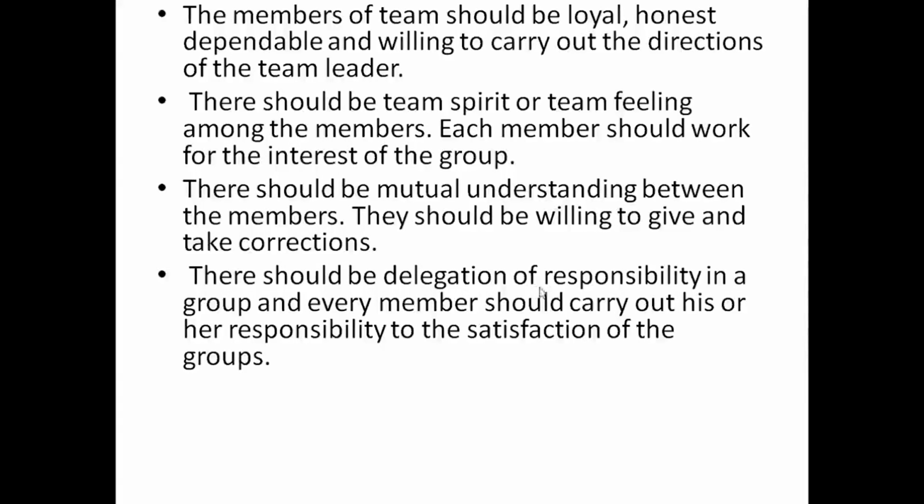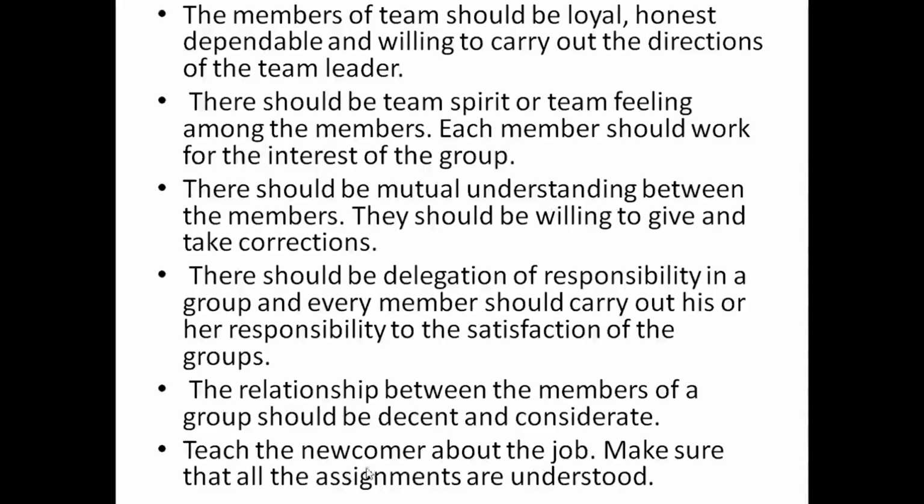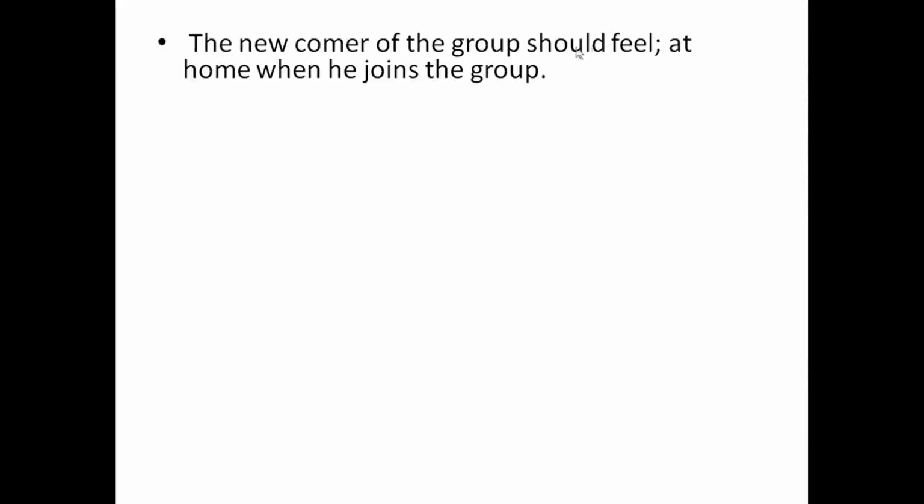There should be delegation of responsibility in the group and every member should carry out his or her responsibility to the satisfaction of the group. The relationship between the members of the group should be decent and considerate. Teach the newcomer about the job. Make sure that all the assignments are understood. A newcomer should feel at home when he joins the group.